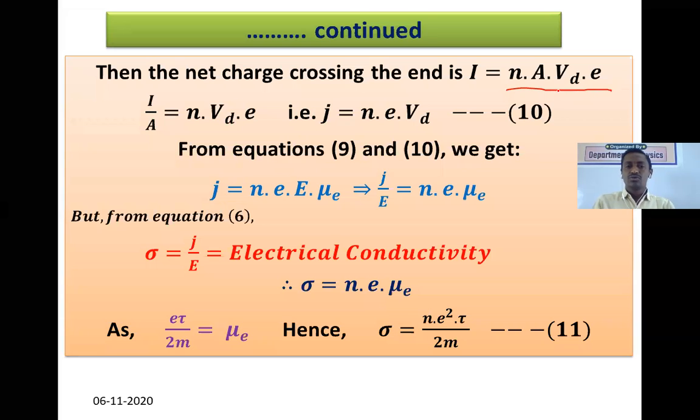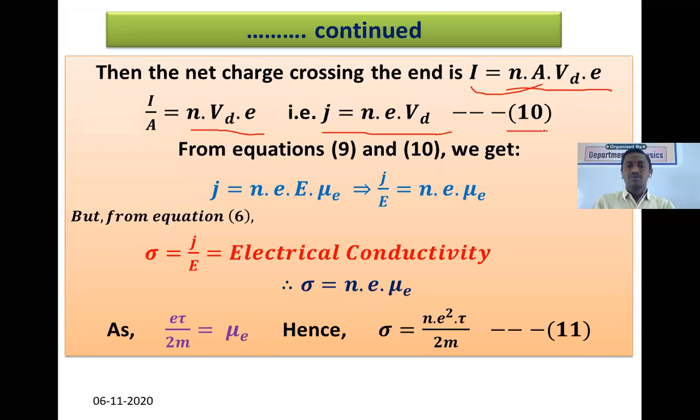Okay, so sending this A to the other side, the equation becomes I by A equals n into Vd into E. But we know the ratio of I upon A, that is current upon area, is called current density. So replace I by A with J, so J equals n into E into Vd. That is our equation number 10.